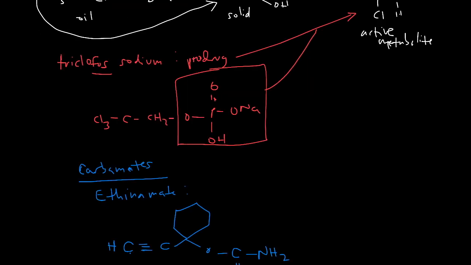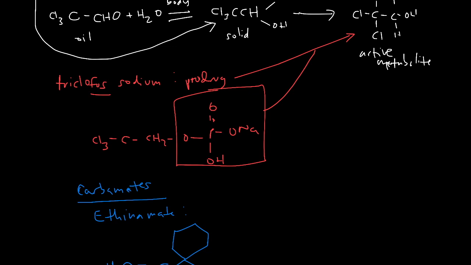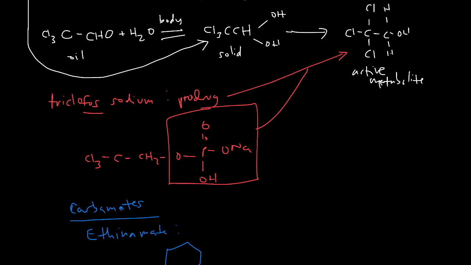Triclofos sodium. It's called that because this phos refers to this phosphate group. This is actually a prodrug that's converted into the active metabolite of chloral hydrate. If you compare the structures, they're actually the same after you metabolize this prodrug. So you have three chlorines, like over here. You have carbon, like over here. And when you metabolize this, you get the hydroxyl. So triclofos sodium is a prodrug for the active form of chloral hydrate.